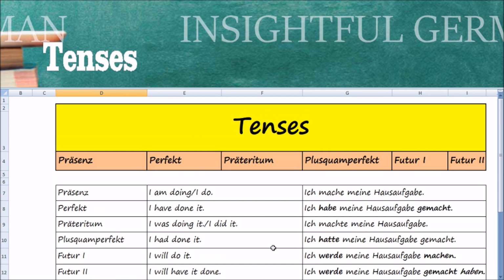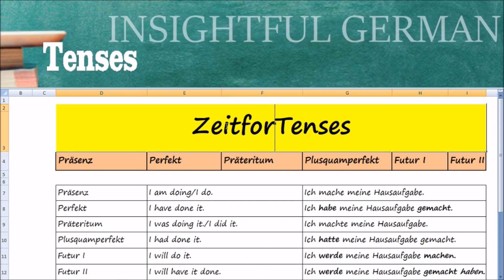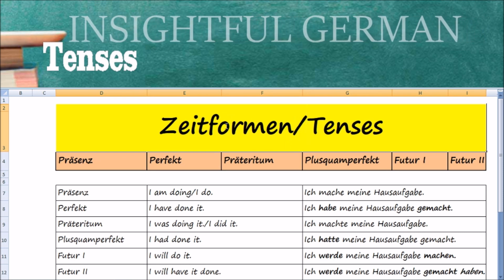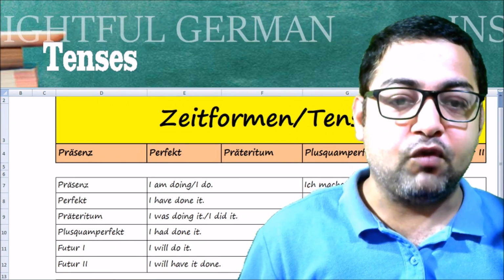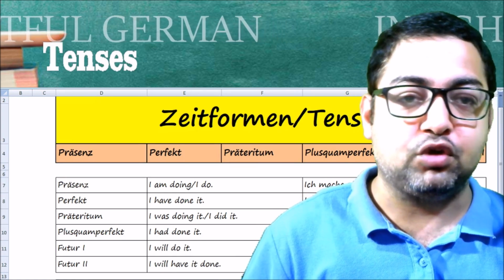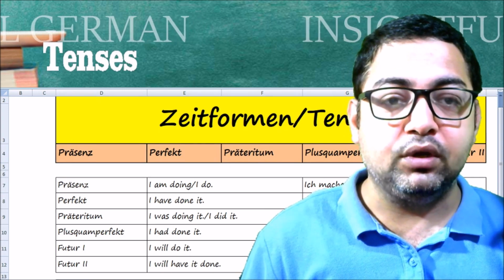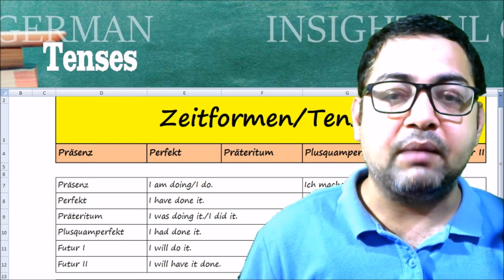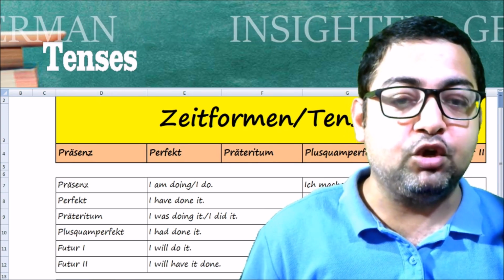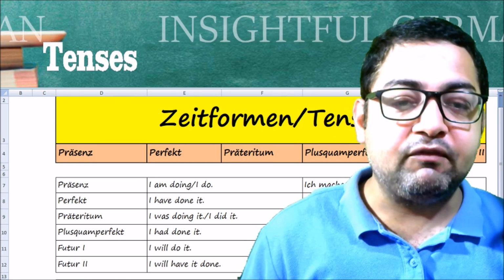These are my Zeitformen, which are called tenses. Here we have seen what forms of tenses we have in this grammar: present, perfect, Präteritum, Plusquamperfekt, Futur I, Futur II. In my coming sessions, we are also going to learn the verb forms and how verbs are formed in perfect, Präteritum, and future tense, Futur I and Futur II.